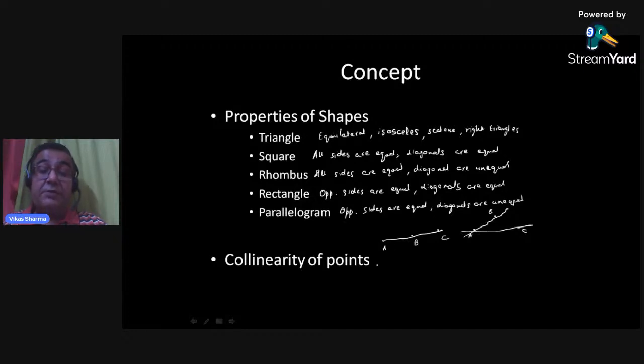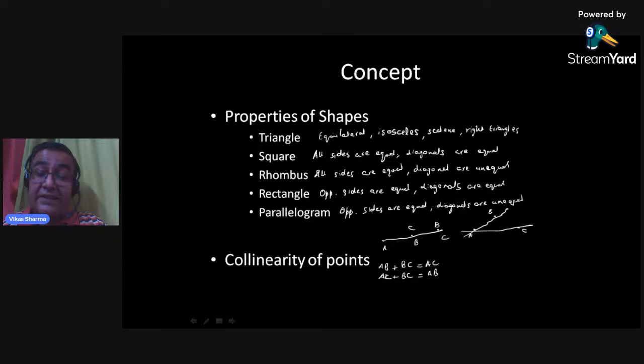So the way to check the collinearity is that in case they are collinear, then we know that the distance AB plus the distance BC should be equal to the distance AC, right? In case of collinear points, AB plus BC should be equal to AC. It could also be the other way around, in case this is C and this is B, then AC plus BC will be equal to AB, or however the points are named. So this equation can change based on where the points are.